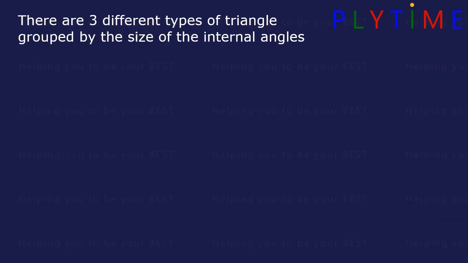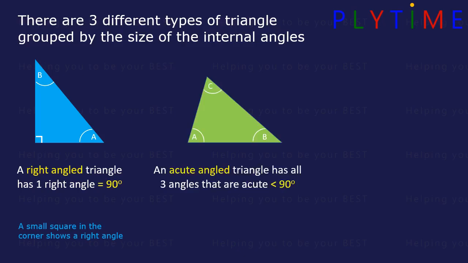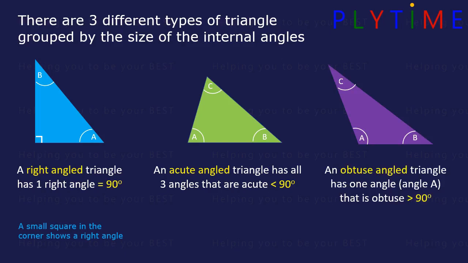There are 3 different types of triangle grouped by the size of the internal angles. First, there's a right angle triangle, and this has one right angle that is 90 degrees. The small square in the corner shows that it's a right angle. An acute angle triangle has all 3 angles that are acute, or less than 90 degrees. And an obtuse angled triangle has one angle, here it's angle A, that is obtuse or more than 90 degrees.